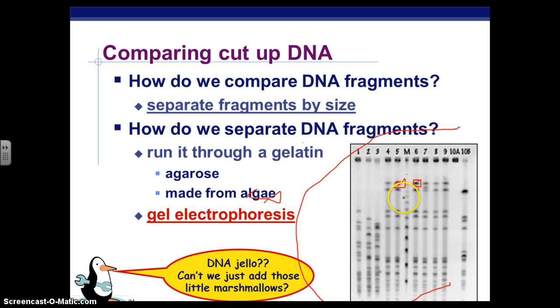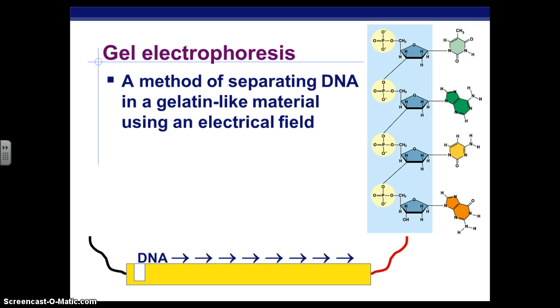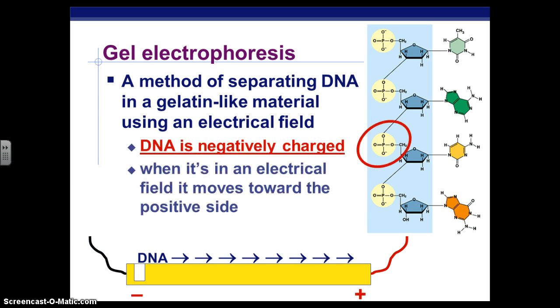The strands that are higher up on the gel are longer, or have more base pairs, than the bands that are further down on the gel. They have fewer base pairs, and they're able to travel further because they're smaller and they can fit through the holes more easily. Okay. So now the question is, what causes the DNA to move down the gel?